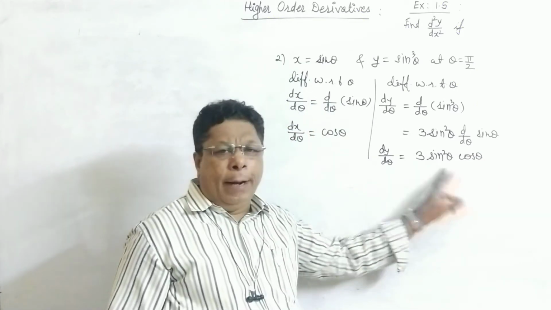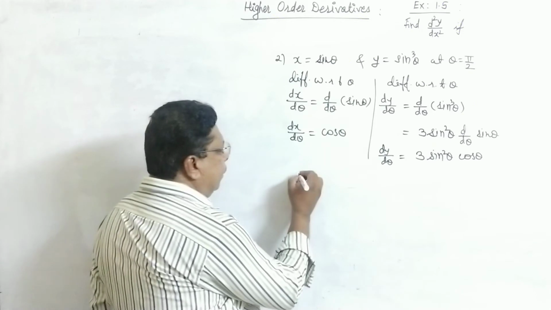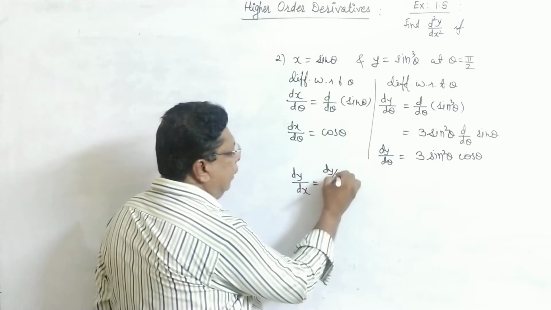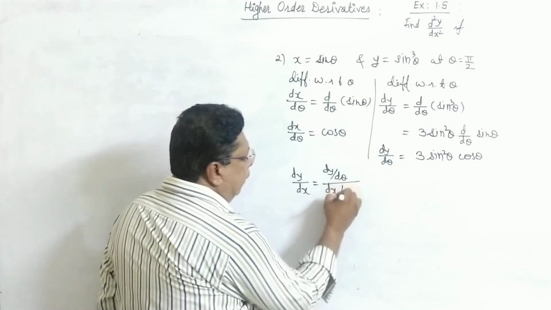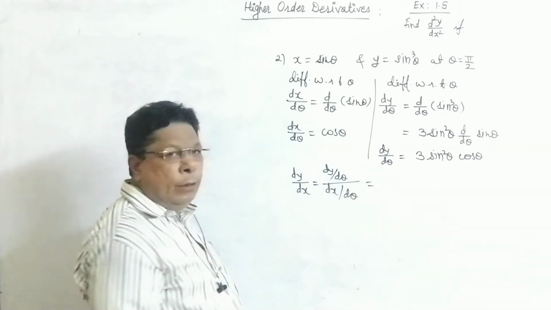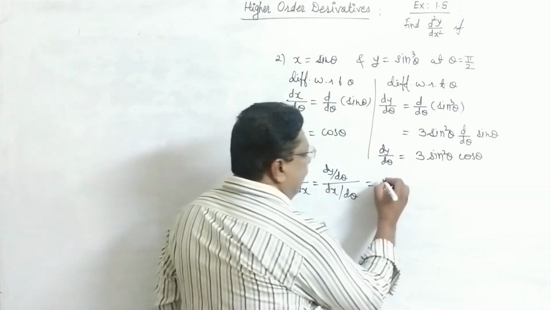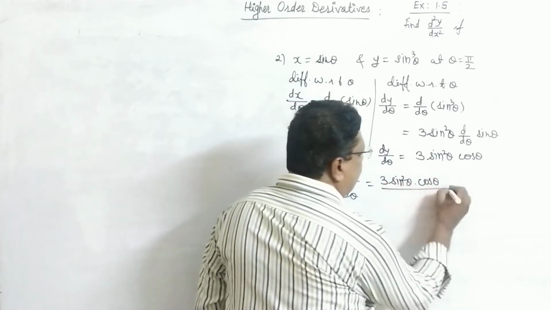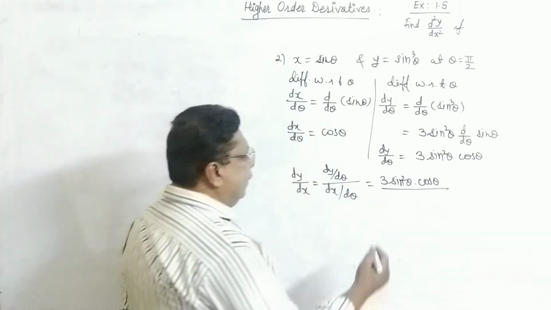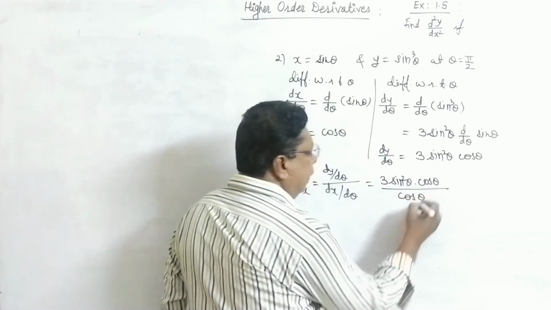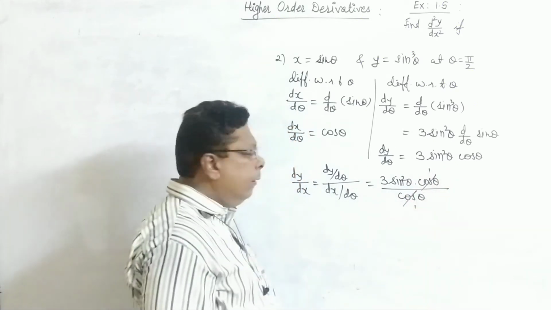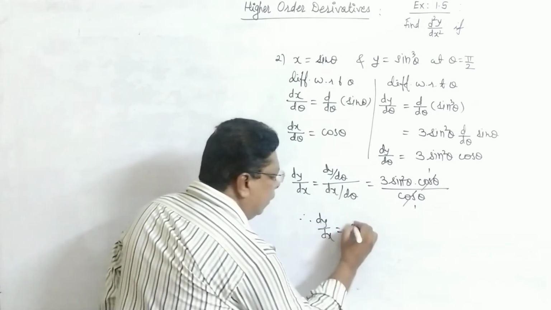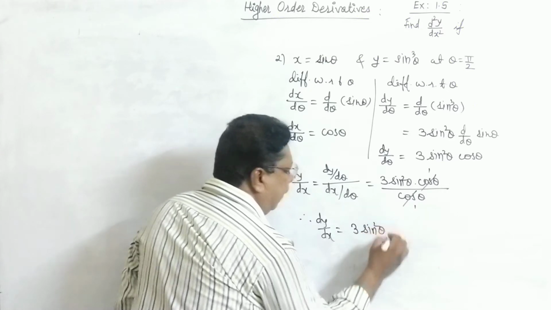Then use the definition of a parametric function. By the parametric function, dy by dx is equal to dy by d theta upon dx by d theta. What is dy by d theta? That is 3 sin square theta into cos theta, divided by dx by d theta, which is cos theta. Here cos theta gets cancelled. So the required dy by dx is equal to 3 sin square theta.